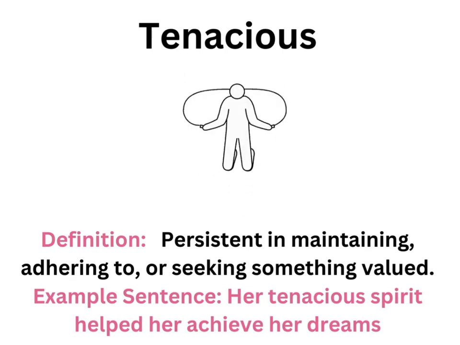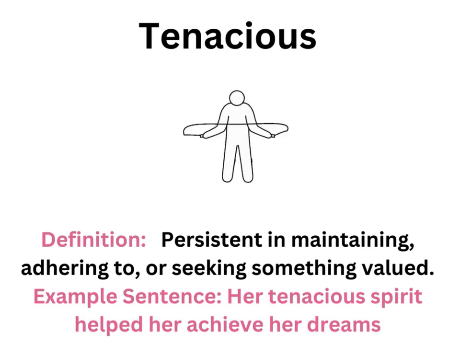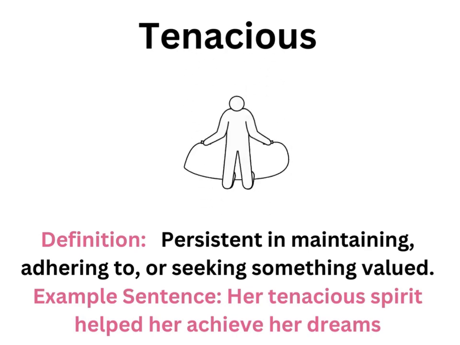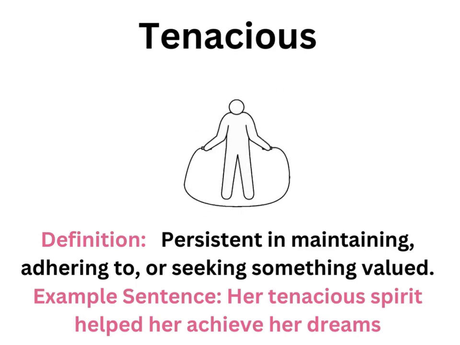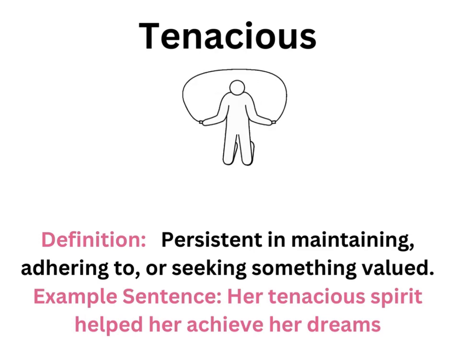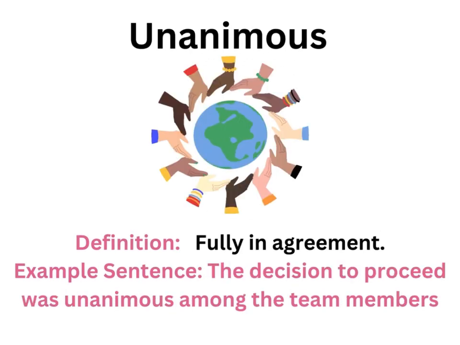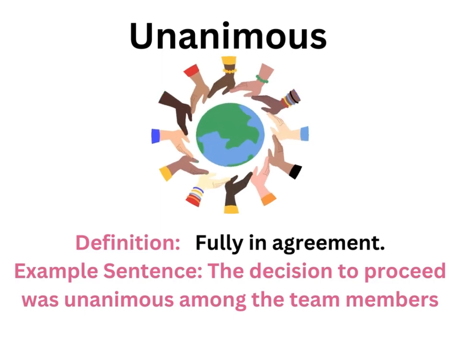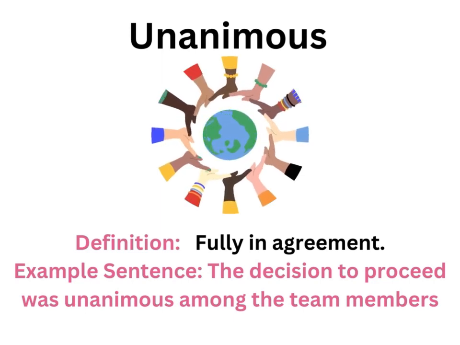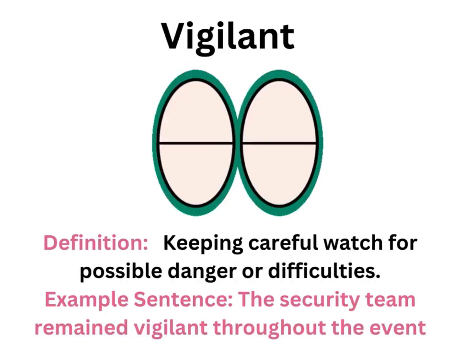Tenacious. Definition: persistent in maintaining, adhering to, or seeking something valued. Example sentence: her tenacious spirit helped her achieve her dreams. Unanimous. Definition: fully in agreement. Example sentence: the decision to proceed was unanimous among the team members.